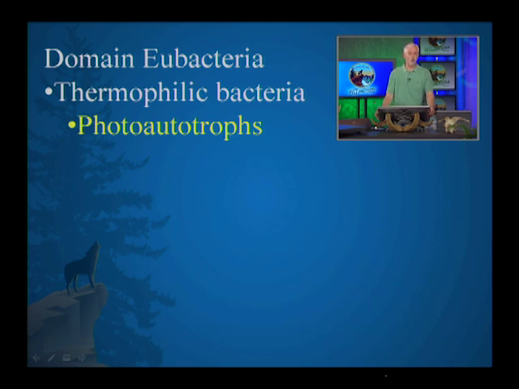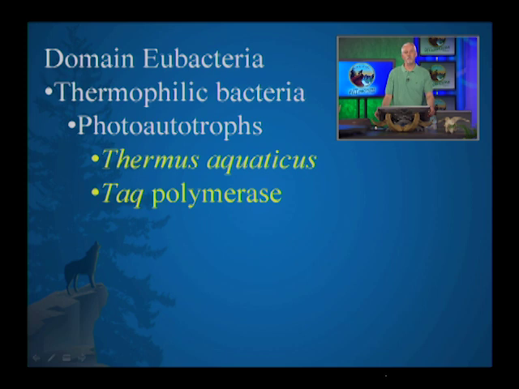Some of them are photoautotrophs. So they don't necessarily practice a plant-like photosynthesis, but they do use light to produce organic molecules. And the most famous member of this group of thermophilic bacteria is Thermus aquaticus, and it was actually harvested from hot springs in Yellowstone Park.